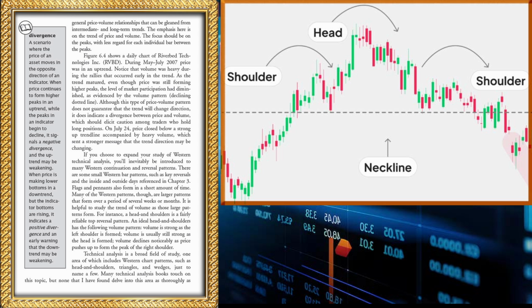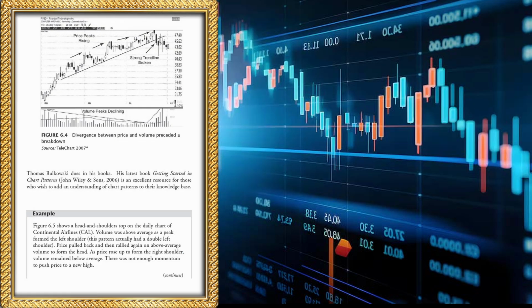Technical analysis is a broad field of study, one area of which includes Western chart patterns, such as head and shoulders, triangles, and wedges, just to name a few. Many technical analysis books touch on this topic, but none that I have found delve into this area as thoroughly as Thomas Bulkowski does in his books. His latest book, Getting Started in Chart Patterns, John Wiley & Sons, 2006, is an excellent resource for those who wish to add an understanding of chart patterns to their knowledge base.